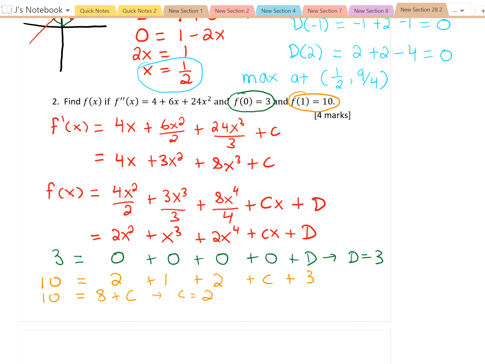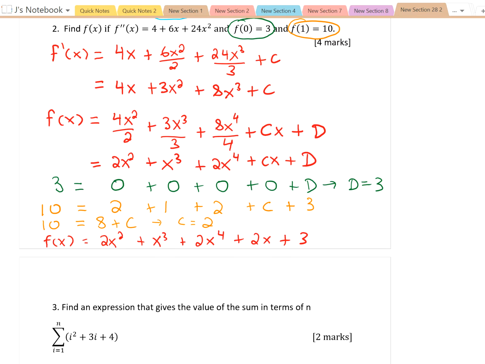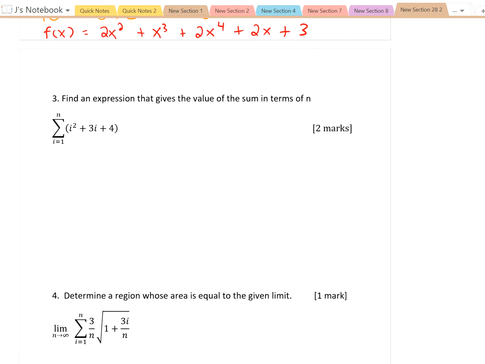Now we put everything together, and our function f of x is equal to 2x squared plus x cubed plus 2x to the 4 plus 2x plus 3. And if you wanted to, you could take the second derivative of this, make sure it matches up with what we're given at the beginning, and check this function to see if you plug 0 in for x, you get 3. If you plug 1 in for x, you get 10. I'm not going to do that because that's how we constructed it.